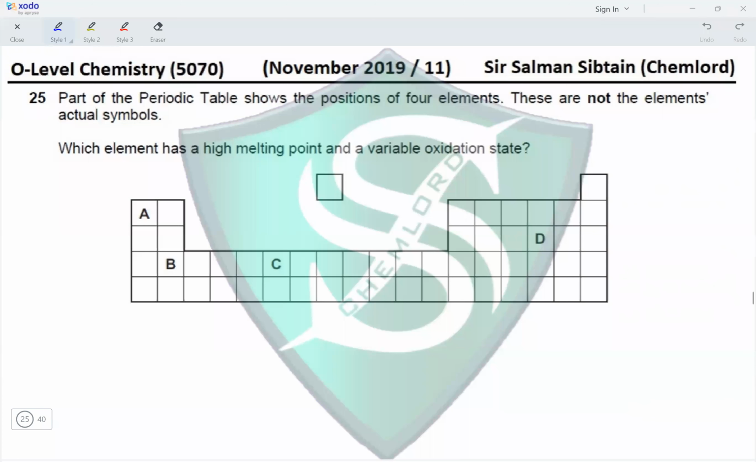Question 25. Part of the periodic table shows the positions of four elements. These are not the element's actual symbols. Which element has a high melting point and variable oxidation state? Okay, metals have a high melting point, but transition metals have a variable oxidation state. And transition elements are found in the D block of the periodic table, which means the correct option for this question is option C.